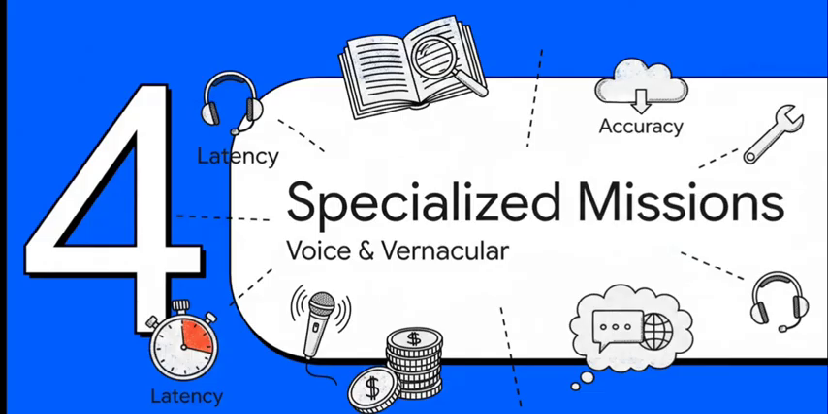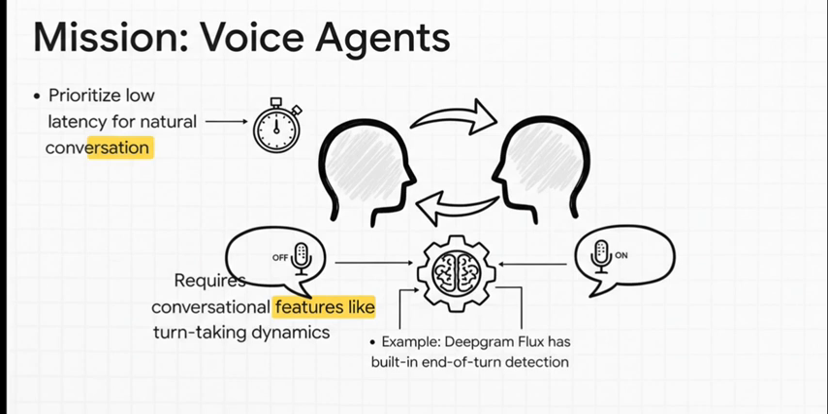Okay, so now that we have our three-part framework: accuracy, latency, and cost, let's put it to work and see how it applies to a couple of specialized missions. This is where picking the right tool for the job becomes absolutely essential. So, mission number 1, building a voice agent. Our framework immediately tells us to prioritize low latency above almost everything else.